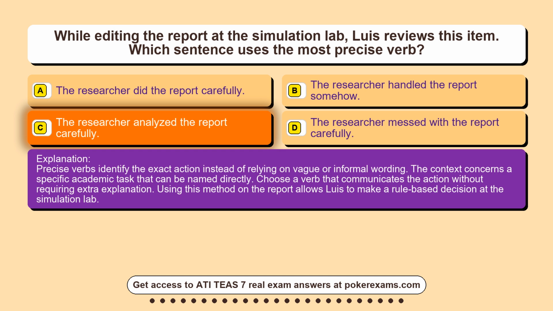Precise verbs identify the exact action instead of relying on vague or informal wording. The context concerns a specific academic task that can be named directly. Choose a verb that communicates the action without requiring extra explanation. Using this method on the report allows Luis to make a rule-based decision at the simulation lab.